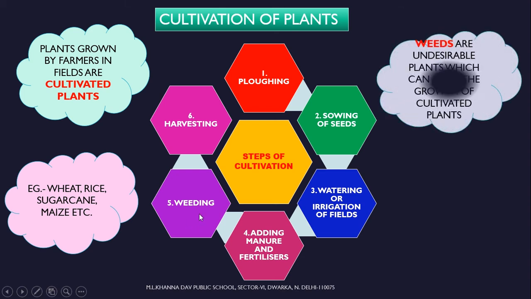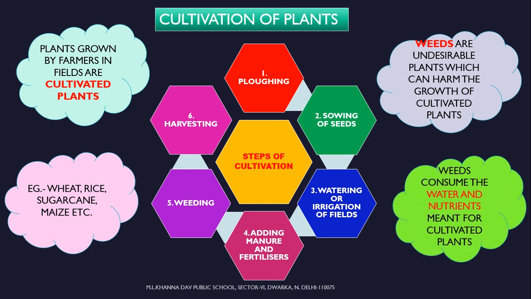Weeds are undesirable plants which can harm the growth of cultivated plants. And how are they harmful? They consume the water and nutrients which are meant for the cultivated plants. And so, due to the competition, the cultivated plants may not get sufficient water and nutrition, and their growth can be stopped or harmed. And that is why the weeds, the undesirable plants, have to be removed by the process called weeding. And the final step in the cultivation process is harvesting of the crops once they are mature.